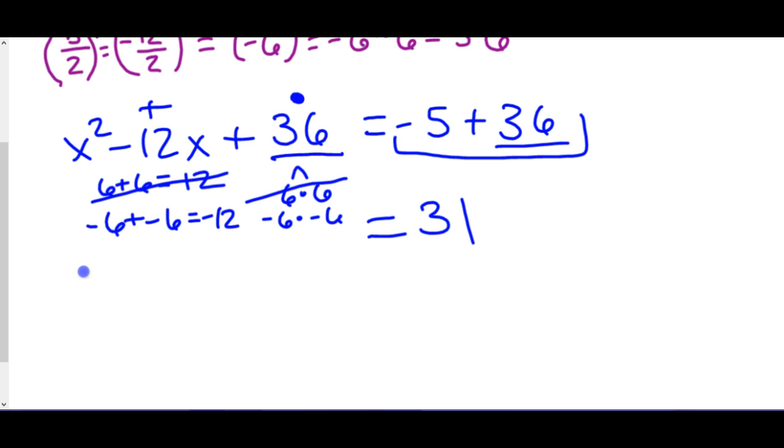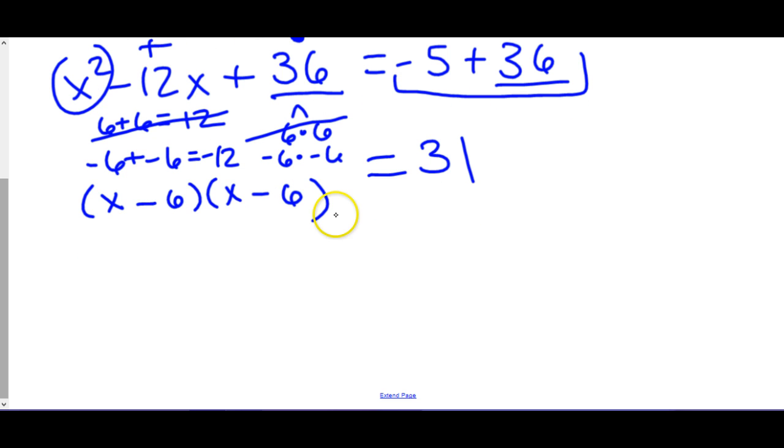And now I can put this in my parentheses. It always starts with x, because to get x squared, we have to do x times x. So we have one of the x's in each parenthesis, and then minus 6 minus 6. We found the numbers that matched. So if they match, we can rewrite it as x minus 6 squared.